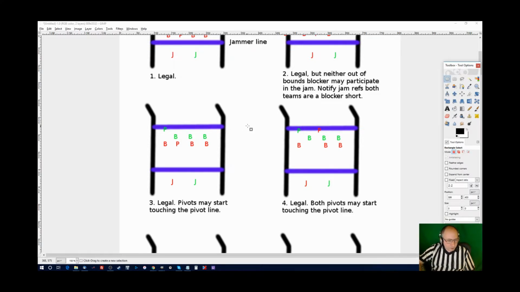Next, down here, number three, legal. Pivots may start touching the pivot line. That is entirely legal. Number four, legal. Both pivots may start touching the pivot line.